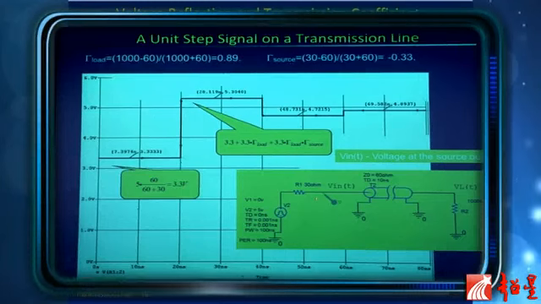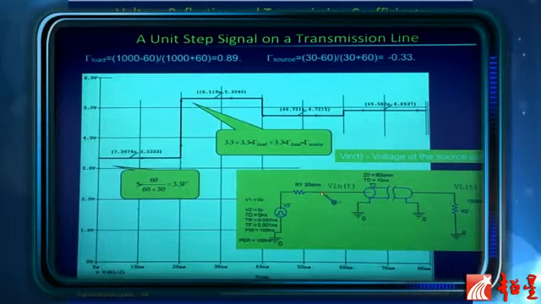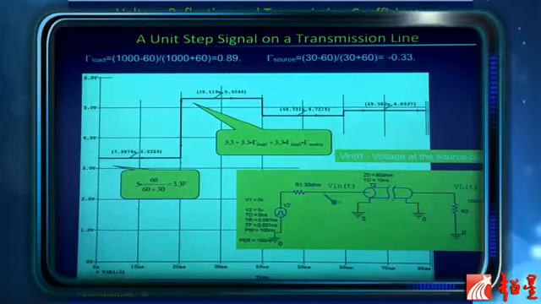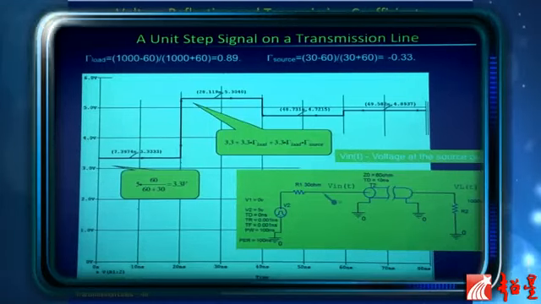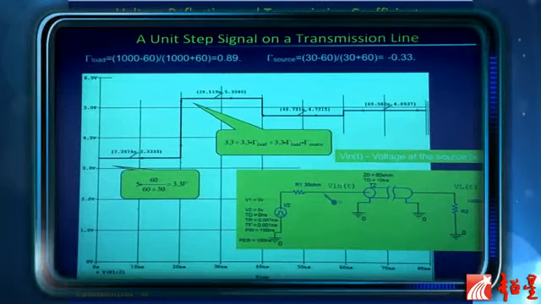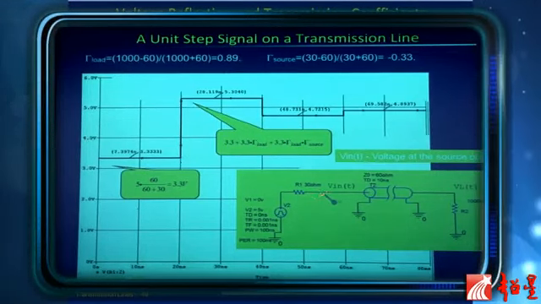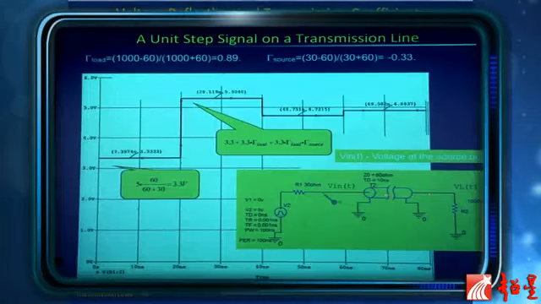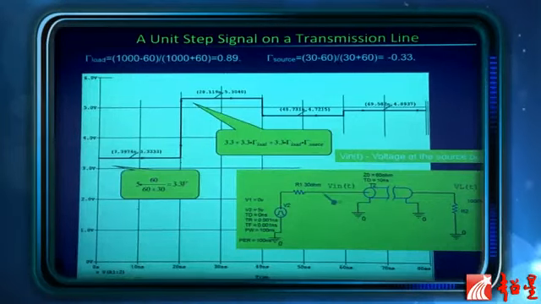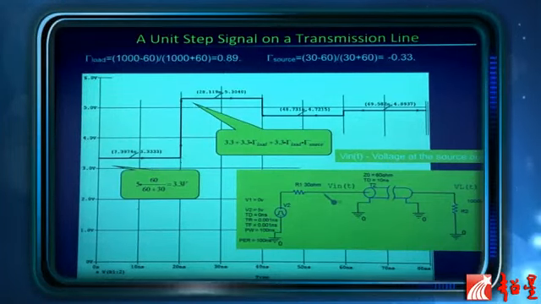Okay, so the initial voltage at this point can be obtained by the voltage divider between the 30 ohms and the 60 ohms. That's the initial voltage, the instant wave that hits the line. That wave will take 10 nanoseconds to reach this point. Once it reaches this point, there's a reflection.